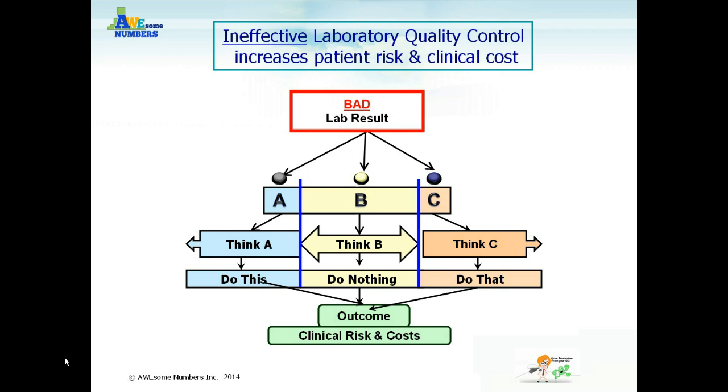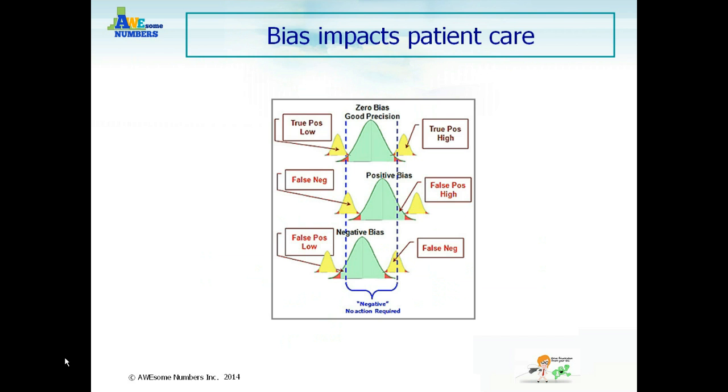However, if the lab results are bad, the only reason that bad results are reported is if A, the instrument produces a bad result, and B, the QC fails to detect it. Quality control fails to detect a clinically significant error. If your QC is ineffective, then the wrong results are reported. All of the decisions and actions are inappropriate from that point, and the outcome is that clinical risks and costs escalate. Lab errors impact patient care.